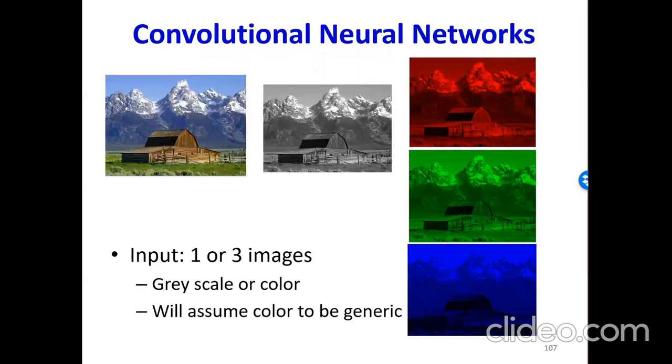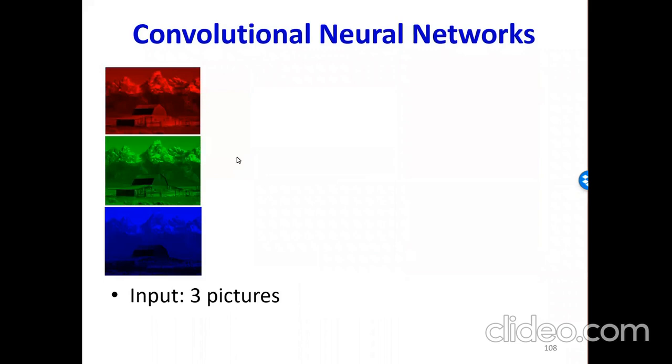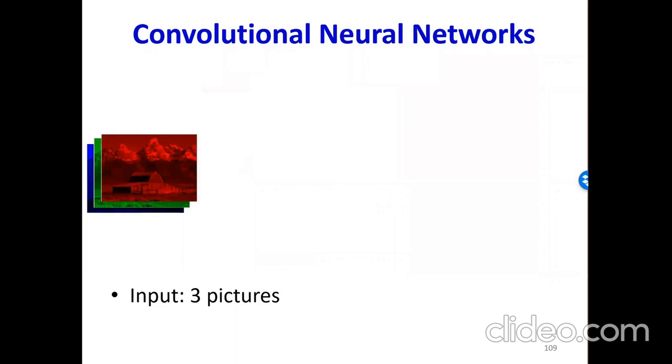So if we are processing images, the inputs might either be grayscale or a color image. A grayscale image will only be one matrix of pixel values. For a color image, the image actually consists of 3 images, a red image, a green image, and a blue image. So what we see are the R, G, and B images displayed together. In order to be generic, I'm going to assume that the image is in color with RGB components. So here is the input. It's actually a set of 3 images, which I will stack together into a cuboidal stack of color maps that is 3D.